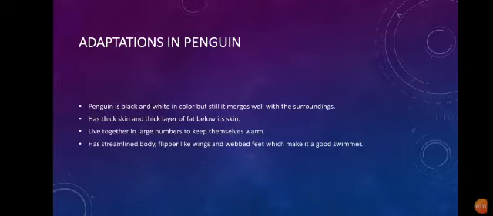Next is, penguins have a streamlined body. Now what is a streamlined body? I think you have read in class 6 about streamlined body. Streamlined body means boat shaped body. Boat shaped body means wider in the middle and narrower at the ends. So they have a streamlined body, flipper like wings, and webbed feet. What is webbed feet? Webbed feet means joined feet, that means between the two toes there is a thin layer of skin. And these webbed feet and streamlined body make them a very good swimmer, and being a good swimmer helps them, that is penguins, to catch their prey.